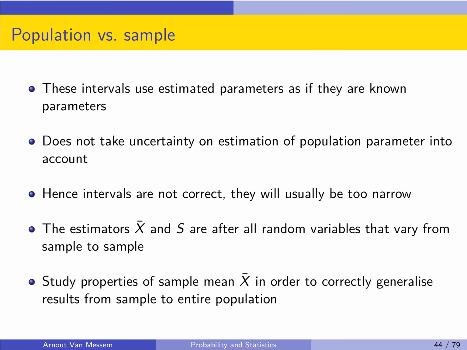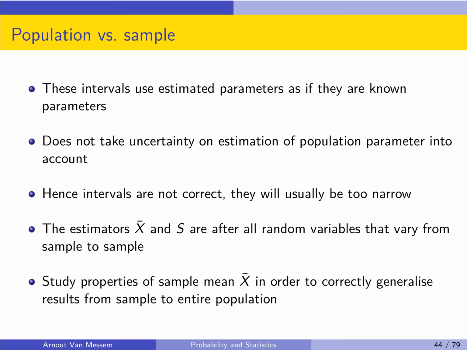Actually, the estimators x bar and s are random variables themselves because they vary from sample to sample. So for each sample, we will find a different value of x bar and s, and so there is variation on them. There is randomness on them. They are random variables. And so what we have to do is study the properties of the sample mean x bar and also a little bit of the sample standard deviation s in order to correctly generalize the results from the sample to the entire population. So to build in the extra uncertainty in the intervals.